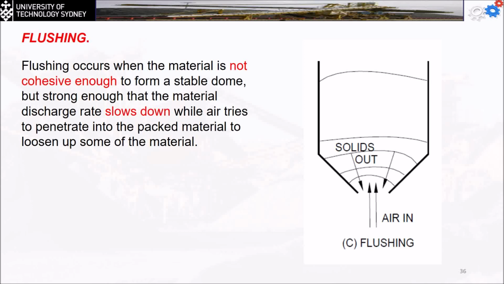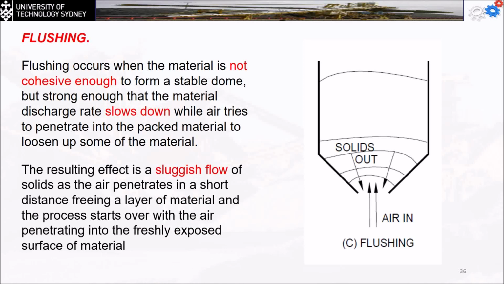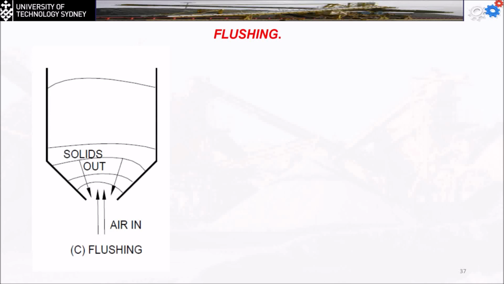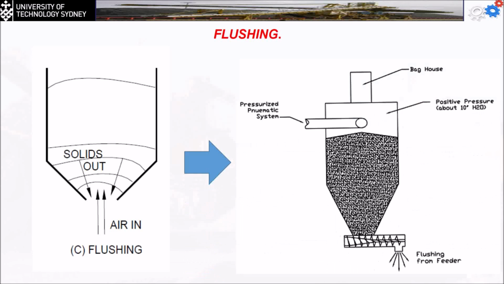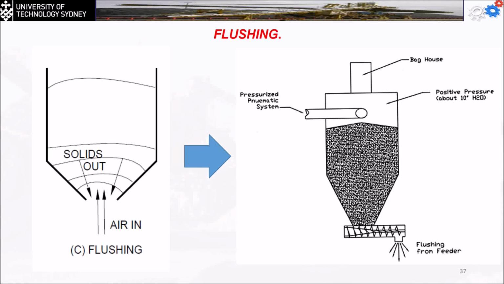The result is sluggish flow of the solid, as the air penetrates a short distance, freeing the layers of the material, and the process starts over with the air penetrating into the freshly exposed surface of the material. Now the flushing, once again, as you can see here, the air goes up while the solid tries to leave. That is solved by simply sending pressurized air from the top, and this prevents the air from going up. Everything will go down through what they call the live bottom, taking the flushing out of the feeder.